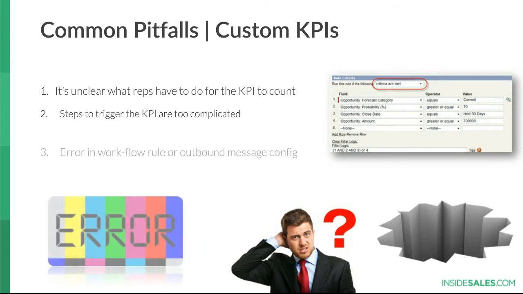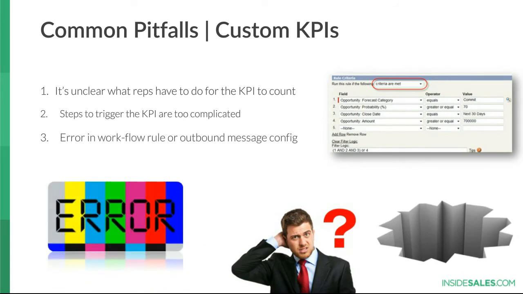The last pitfall is that there's an error somewhere in their logic for the workflow rule or their outbound message. They think they've got it right, but as we go back through and take it one step at a time, they often will find, oh yeah, there's an error in my workflow rule, or I set it up improperly. Okay, so if you pay attention to these three pitfalls and make sure you don't run into them, you're going to be in really good shape. Your KPIs are going to work great in your leaderboard.